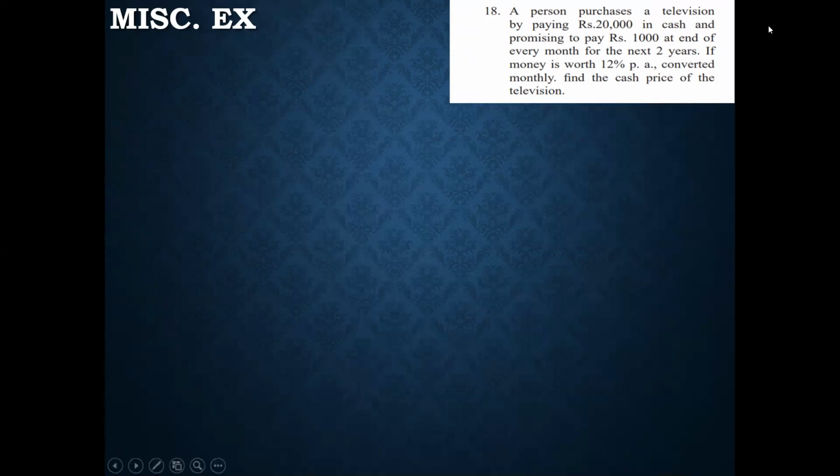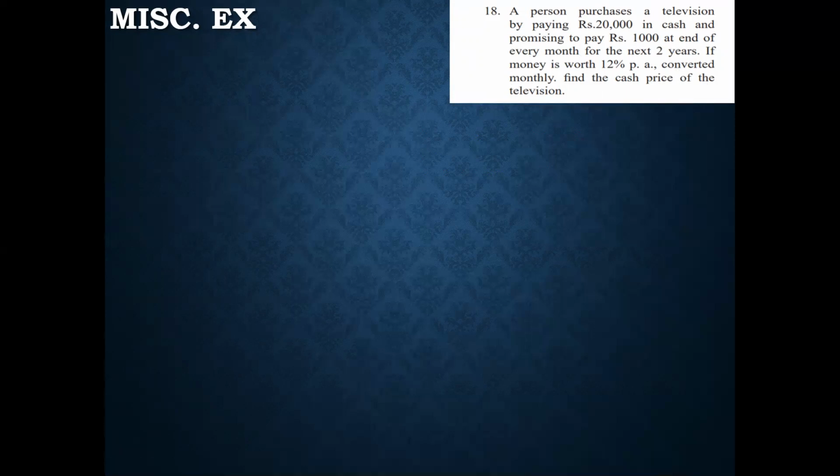A person purchases a television by paying 20,000 in cash and promising to pay 1,000 at the end of every month for the next 2 years. If the money is worth 12% per annum converted monthly, find the cash price of the television.